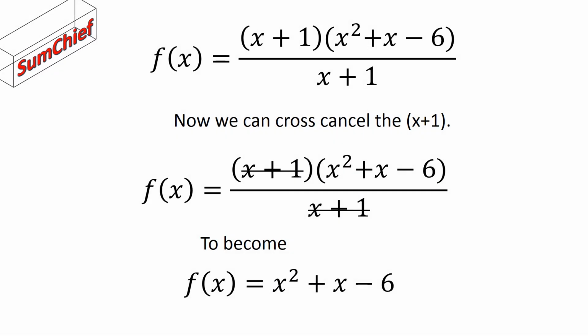So rewriting the function, we've now written it: x plus 1 times x squared plus x minus 6 divided by x plus 1. We've not changed the value of our function here at all. All we've just done is written it to suit ourselves, to try and find a solution. So now we've got an x plus 1 in the numerator, x plus 1 in the denominator, and we can see we can cancel these out, and that just leaves us now with f of x equals x squared plus x minus 6.